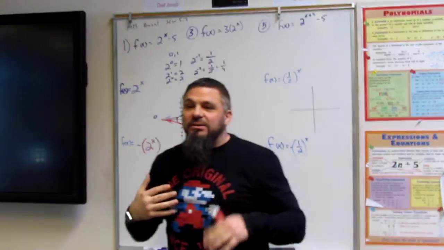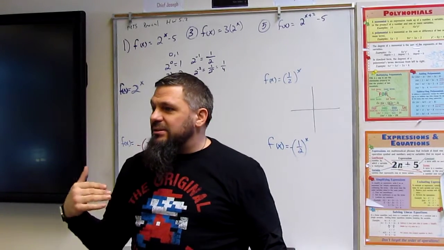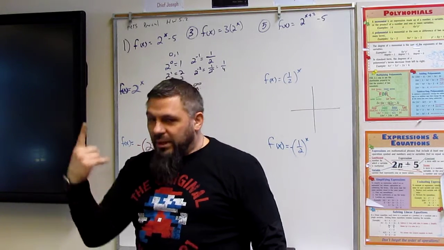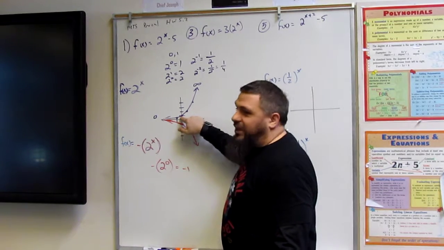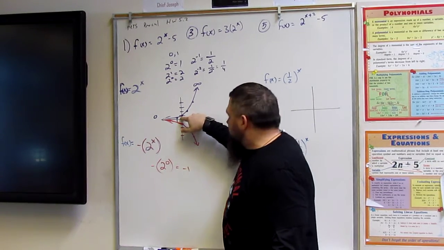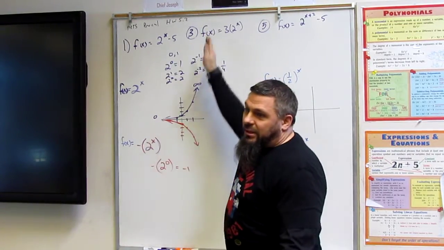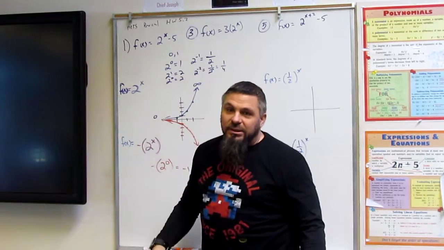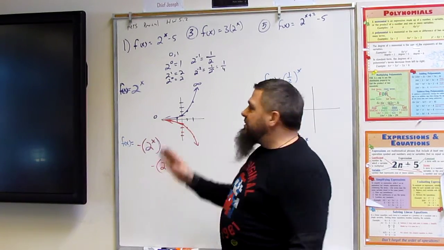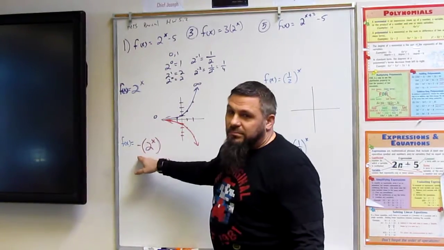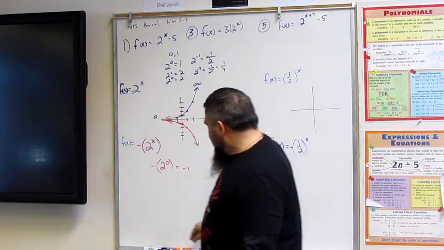What's 15 to the 0 power? That's 1. So they're all going to go through this point, right? What's 15 to the first power? 15. So it's going to go up quicker. It's still going to look like this. It's just going to go up quicker and down quicker. It'll never reach 0. When it's multiplied by a negative, it's flipped across the x-axis.